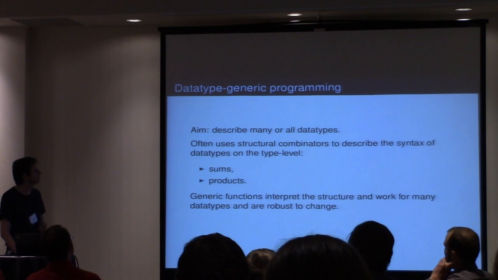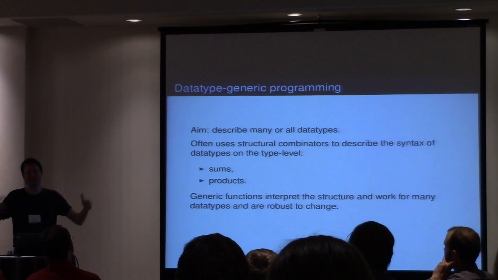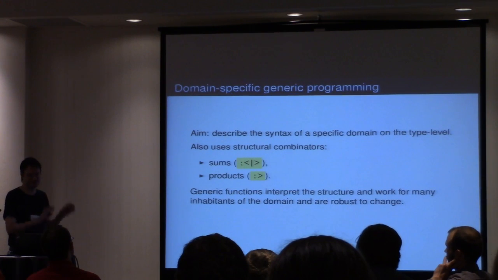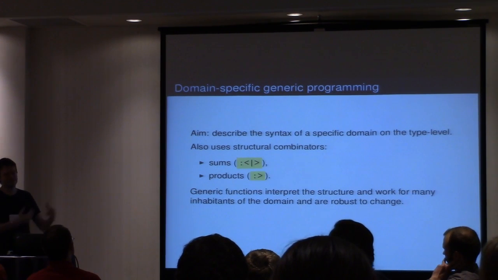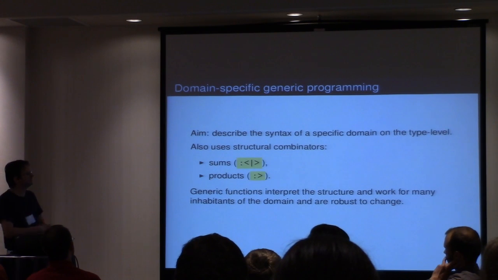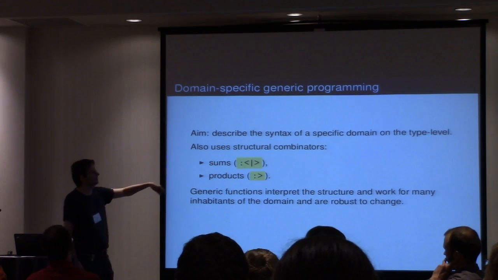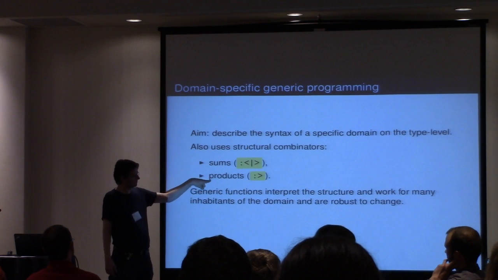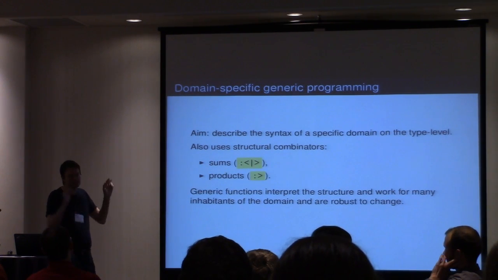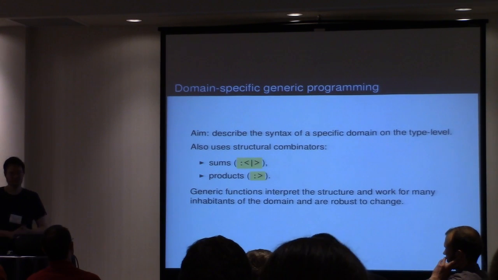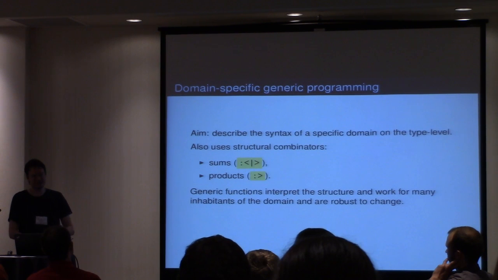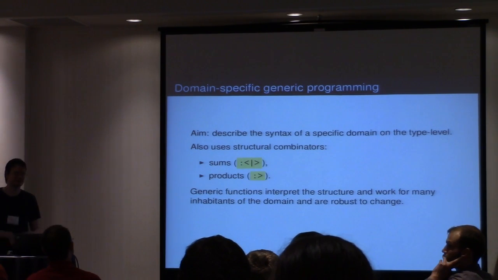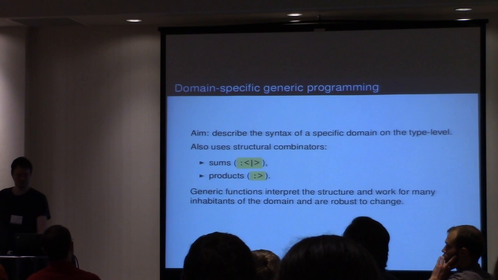This is very inspired by it. Only the aim is not to describe many or all data types of our Haskell language, but it's very specifically to describe a particular domain, like in this case, web APIs, but it could be a different one. So you're describing the syntax of a particular domain on the type level, but then you use structural combinators, or you have something like sums, which is this one, you have something like products, which is this one, and then you have your generic functions, which are our interpretations, and they have the same kind of advantages. They work for all the inhabitants of the domain, and they are robust to change. You get everything checked, and you get all the boilerplate for free.